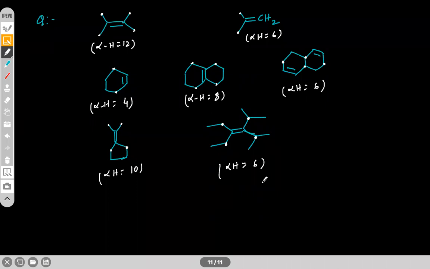Clear, guys? Alpha carbon, Aditya, is the carbon atom which is adjacent to the double bond. You see, in all these molecules, the double bonded carbon atom is this. So adjacent to this double bond is this carbon and this carbon. These two are alpha carbons. For this double bond, 1, 2, 3, 4 alpha carbons and so on. Did you get it?